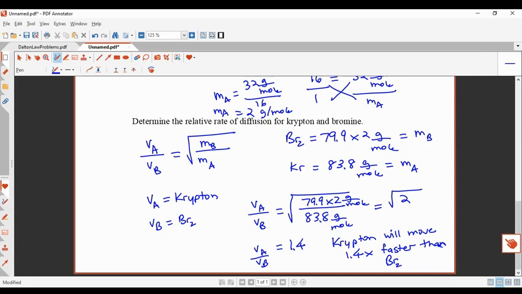If I'd done the other way around and made bromine as A and krypton as B, I would have said that bromine moved 1.4 times more slowly than krypton. So it just depends on how you set it up, and your answer would have been a little bit different. So I want you to try these problems out, see how you're doing with it, and please feel free to Google Meet with me to ask questions, or you can email me questions. So good luck.